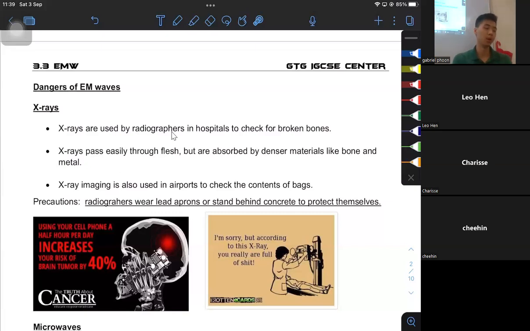Right. And so from that, the X-rays are used by radiographers, the guys that check your bones in hospitals to check for broken bones. X-rays can pass easily through flesh, but are absorbed by denser materials such as bone and metal. That's why if you ever seen an X-ray before, usually the bone is white color, everything else is black color, right? It's not because the bone is white color here, it's because the X-ray did not pass through the bone. That's why that film did not absorb any of it. That's why it's still going to be transparent, right? X-rays are also used for airports to check for contents in your bag. Everyone knows this stuff, right?